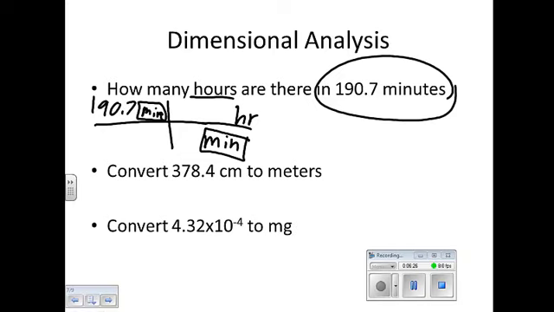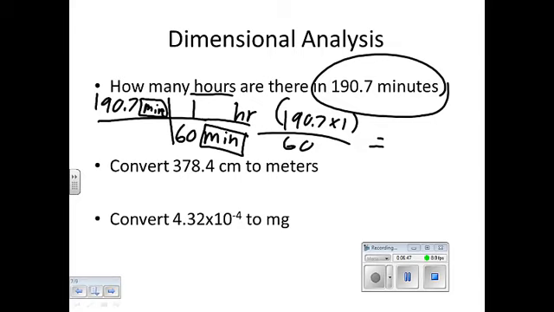Now you do your conversion factor. How many minutes are in every hour? There are 60 minutes in every 1 hour. So now you can do 190.7 times 1, put that in parentheses, divided by whatever's in the bottom, 60. So that gives you some number. Now how many sig figs are we working with? We have 1, 2, 3, 4 sig figs. So our answer has to be in 4 sig figs. It's 3.178. And then our units are hours, because our minutes in the top left canceled with our minutes in the bottom right, leaving us with our unit in hours.